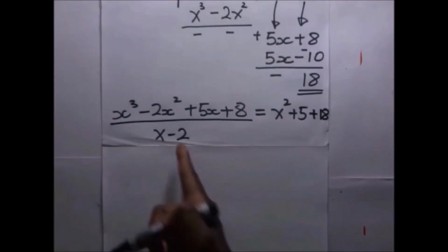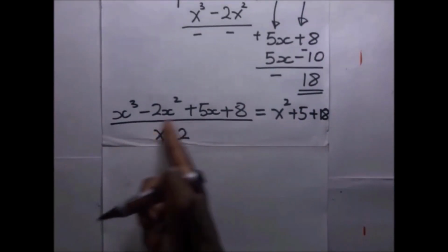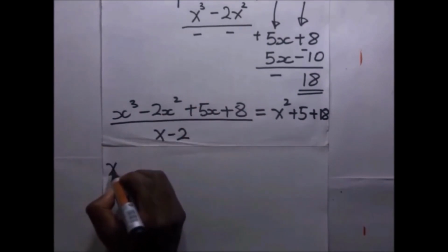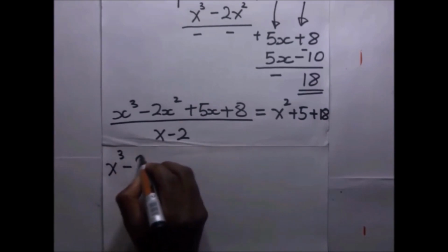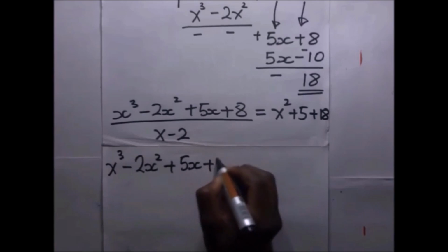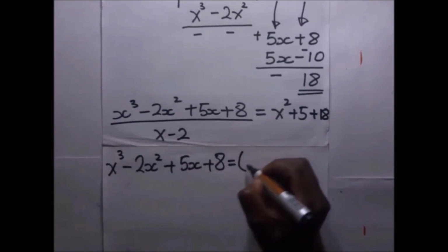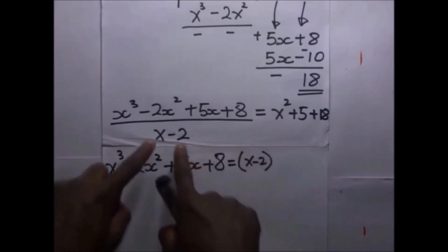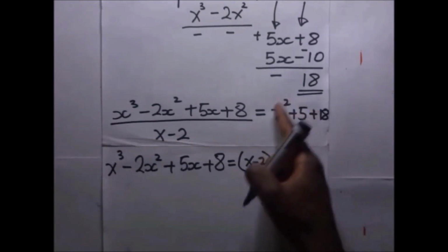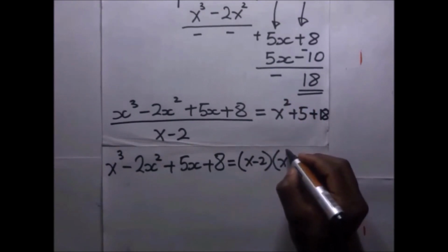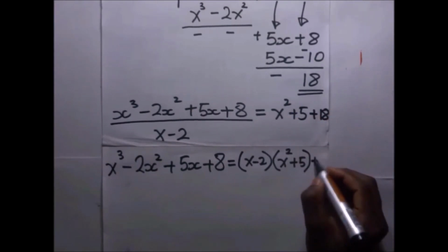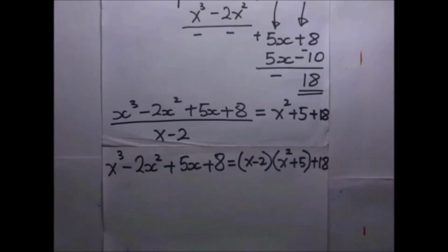So it means that if we made this a flat equation, we multiply x minus 2 on both sides, this remains this way, so it becomes x cubed minus 2x squared plus 5x plus 8 is going to be equal to x minus 2. We have multiplied x minus 2 on both sides, so it's x minus 2, multiplied by the quotient, which is x squared plus 5, plus the remainder. That's going to be plus 18, which is the remainder.